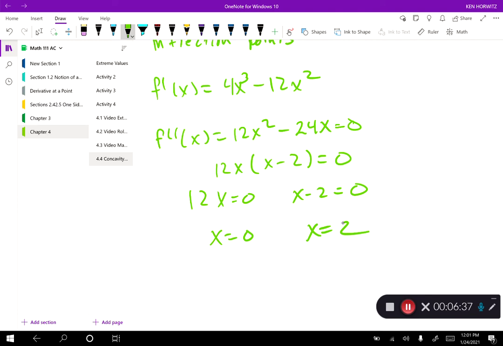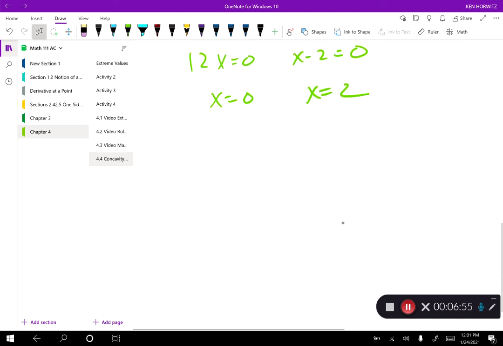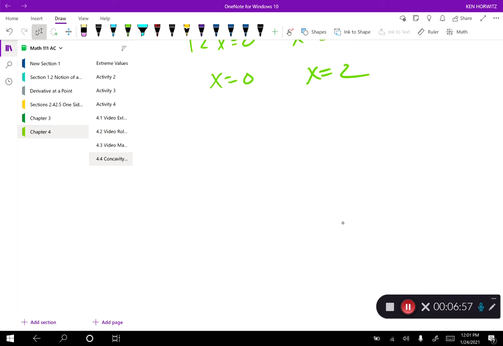Now, the reason I'm saying they're possible is because the definition of inflection point is where concavity changes. And just like with our critical numbers, we don't necessarily have to have a concavity change just because we have a potential inflection point. So we do have to check, we do have to do a chart just like we did before to check for concavity.